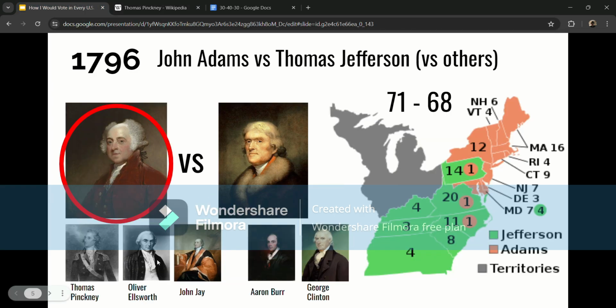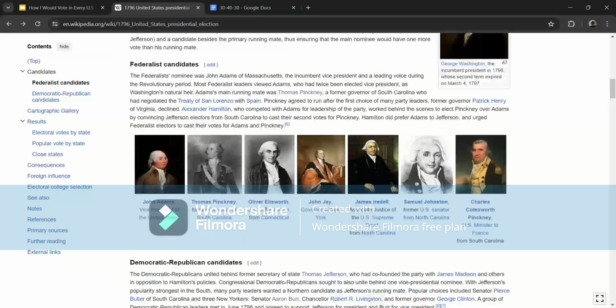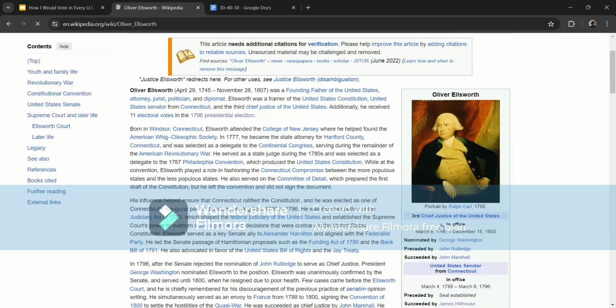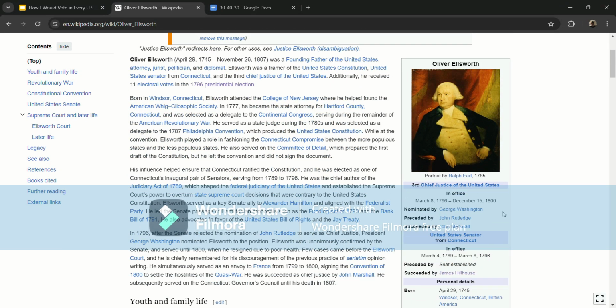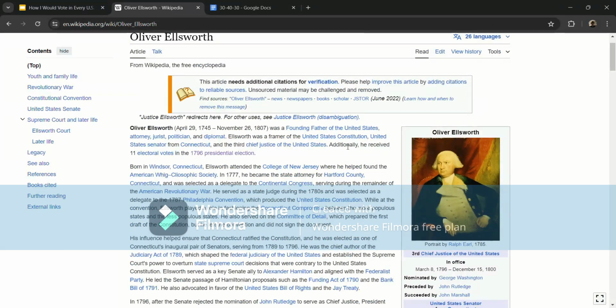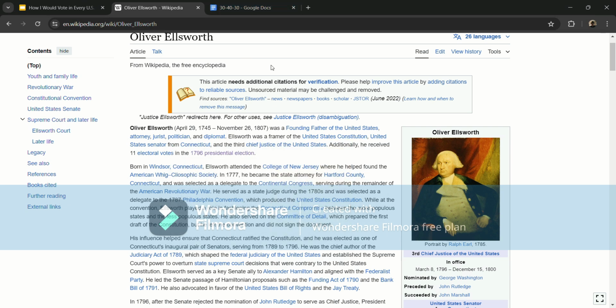Oliver Ellsworth, pretty much mostly known for, at that time, being the Chief Justice of the United States. So let's go ahead and pull up Oliver Ellsworth. He was the incumbent Chief Justice. Was a senator from Connecticut, which is pretty much all he had. He was also a founding father, too, a framer of the United States Constitution here, senator, so a little bit of experience, but not really a ton.